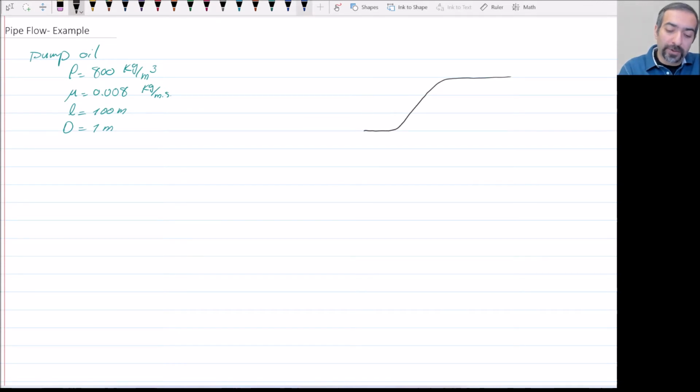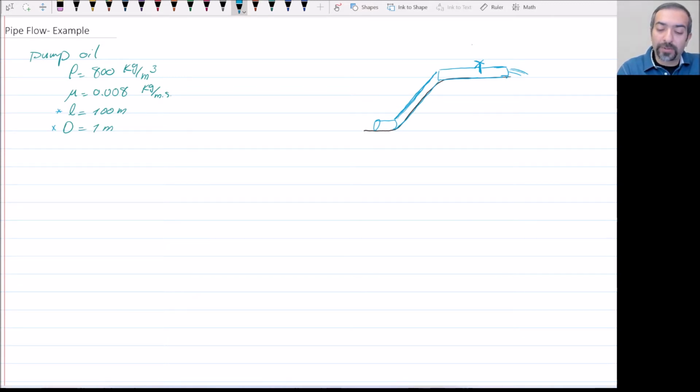right? So we want to pump the oil basically uphill from here, right? So it goes uphill, like this, and then there is a valve here, and this is basically where we want the oil to be used. Or for example, it goes to a refinery or so. So the total length of the pipe is 100 meters, diameter is 1 meter, and then we have a pipe.